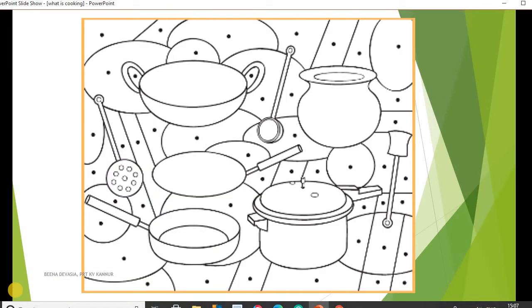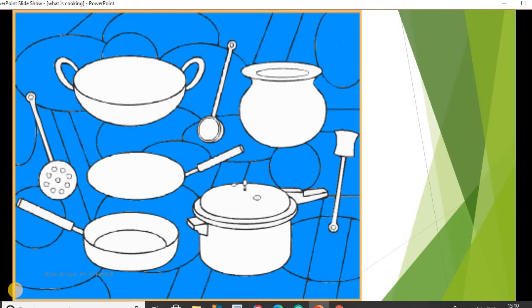On page 61 of your textbook, you can see this picture. There are some lines and some dots. Color the spaces which have dots in them. Now what do you see? We can see pictures of some utensils. Utensils are tools, containers, or things that you use in a kitchen. Let's try to identify these things that are found in the kitchen.